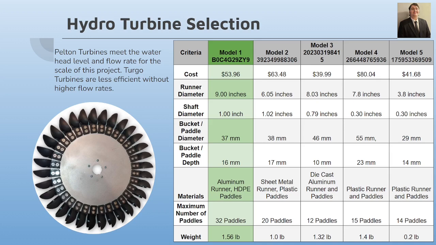Several Pelton turbines were compared, and we selected the model that had the highest number of adjustable paddles with the highest runner diameter. We knew that we could reduce the runner size later if it was too large, and we knew that we could adjust or even replace the paddles if the stock paddles underperformed.